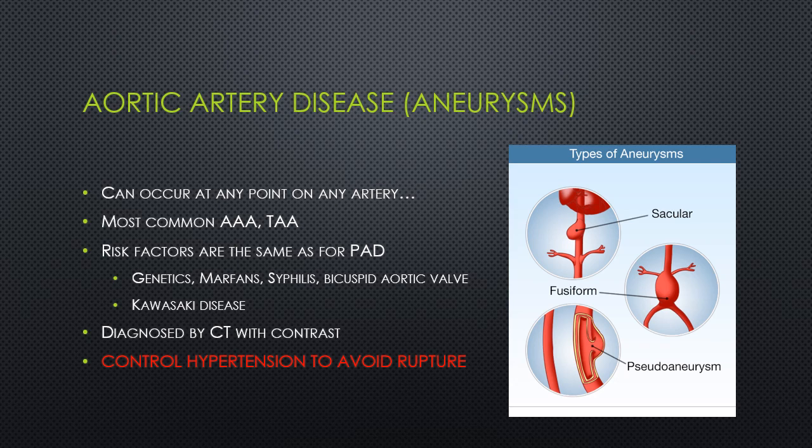In addition, things like genetics, Marfan, syphilis, having a bicuspid aortic valve, so already having like a congenital defect, and then Kawasaki's disease all increase your risk factor for developing an aneurysm. These are diagnosed by CAT scan with contrast dye, and whether or not they're repaired or followed depends on the location and the size. The goal is to control hypertension to avoid rupture.